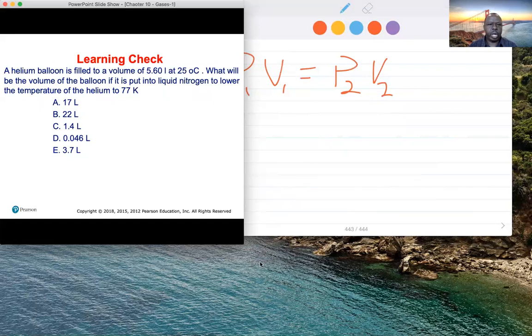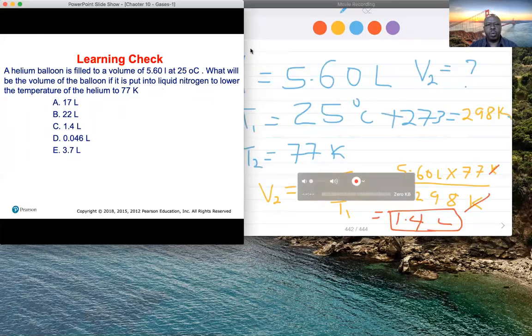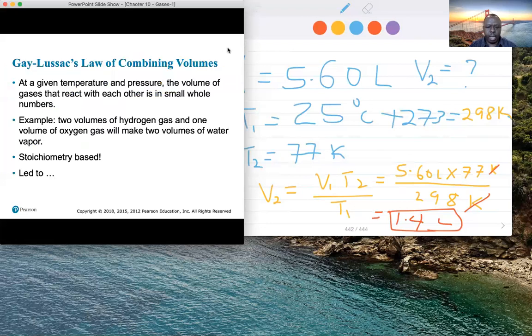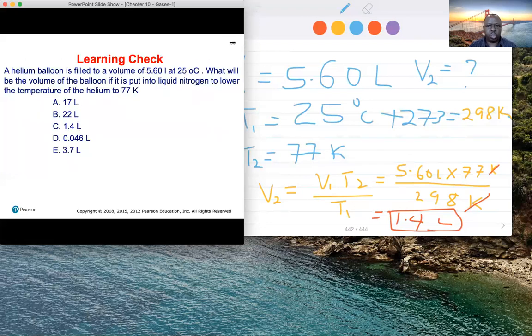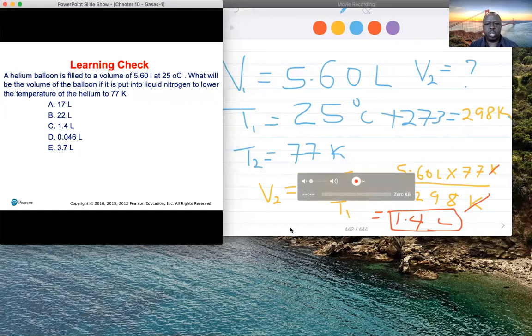Any question on Charles' law? Yeah, even in Charles' law, you may be given something. If you know this is a Charles' law problem, then you know only volume and temperature will be involved in solving the problem. Here, we don't even talk about constant pressure or constant number of moles. If you write down the values, like here on my whiteboard, then it will be clear to you that this is Charles' law.